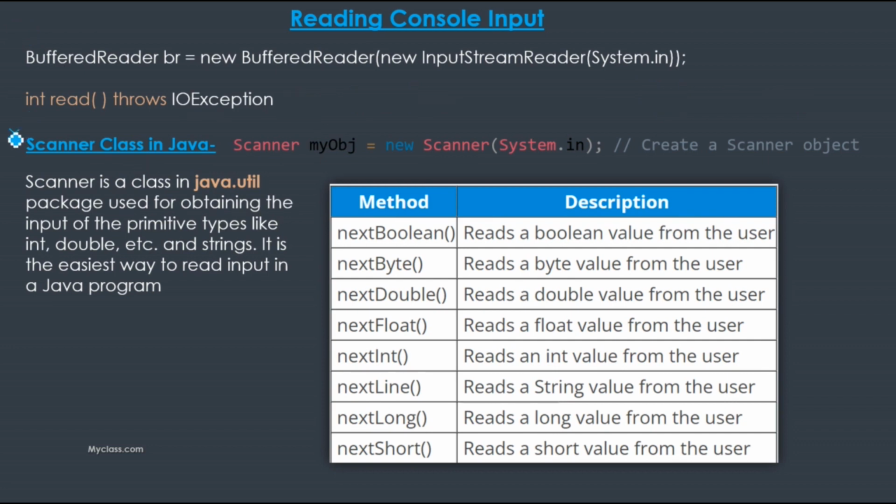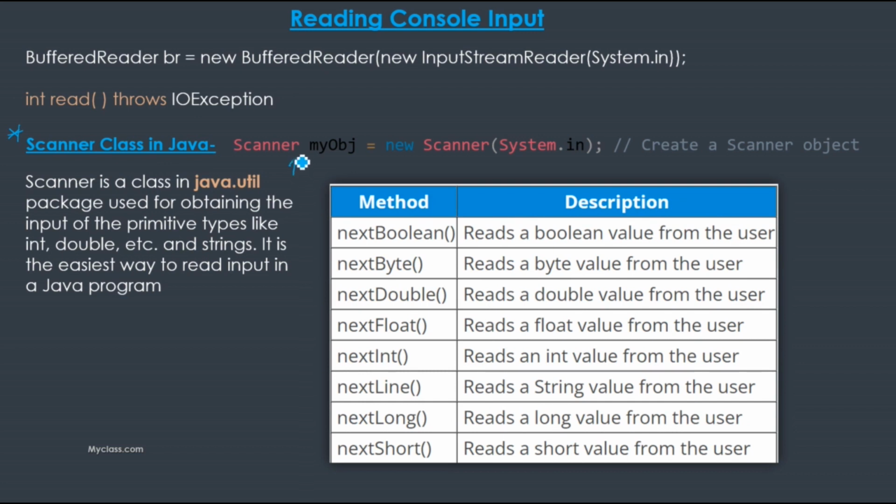The other very common way of reading console input is the Scanner class. Very, very important. Scanner class in Java. Scanner is a class in the java.util package used for obtaining input of the primitive types like int, double, etc. and string. It is the easiest way to read input in a Java program.